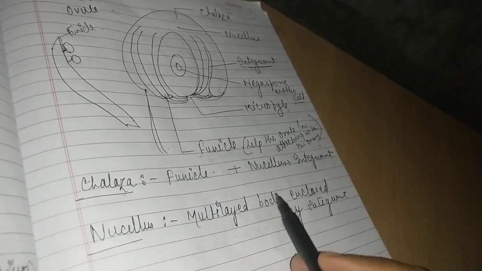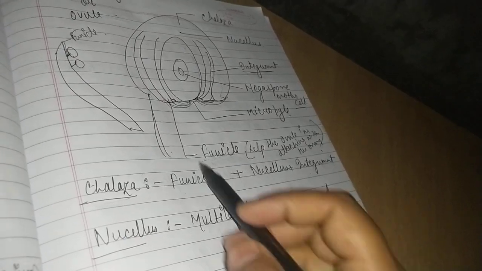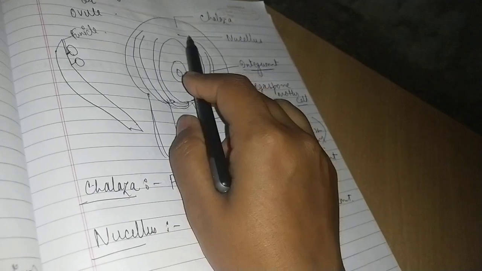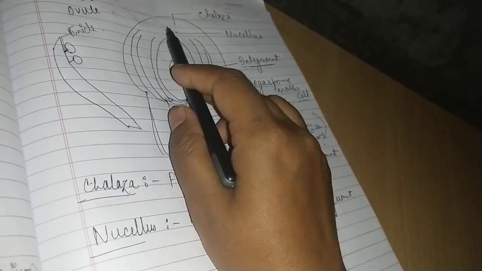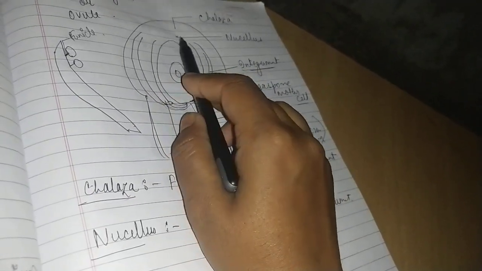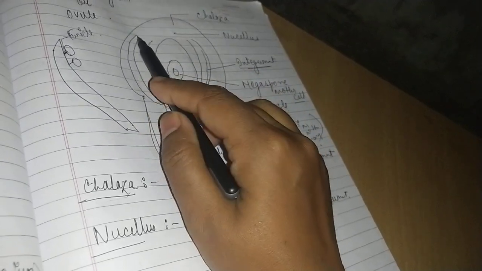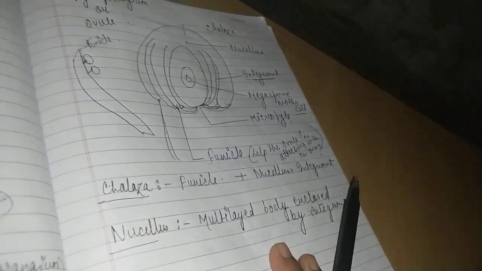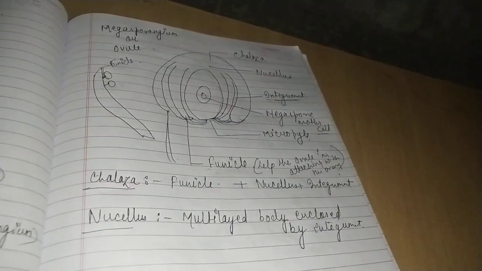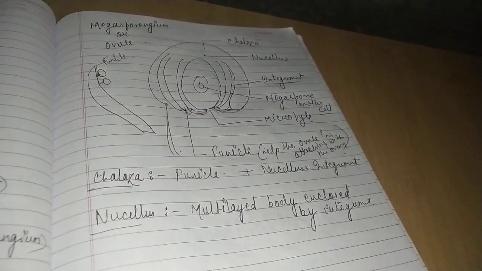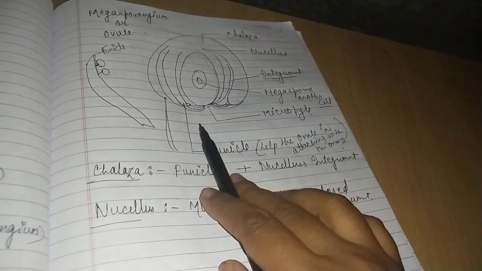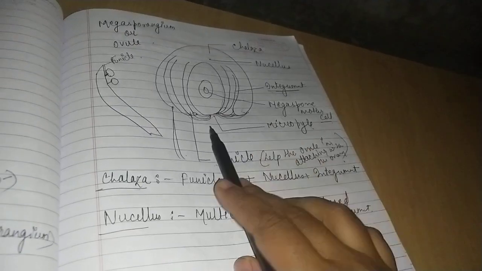Second, what is nucellus? It is a multi-layered body enclosed by the integument. Here the integument will cover all the parts. So the space or tissue which is enclosed inside the integument will be known as the nucellus. So this is basically a small structure of a megasporangium or ovule, and this is a very important diagram because this diagram will come in the exam.